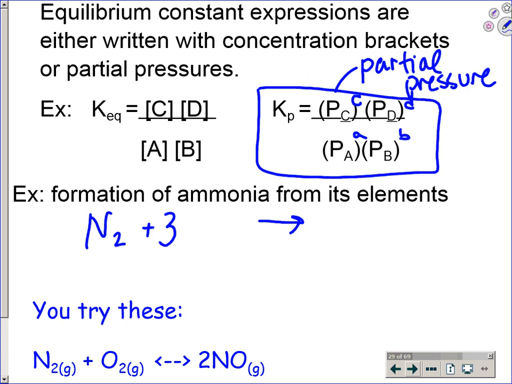One more time. H what? Okay, so H2. You're good. I was just making sure you said 2. And 2 ammonia. Good. Okay, so you guys balanced it. Appreciate it. Okay, so we have ammonia formed from its elements.